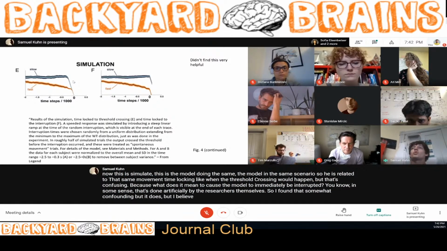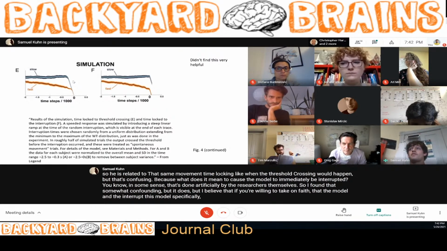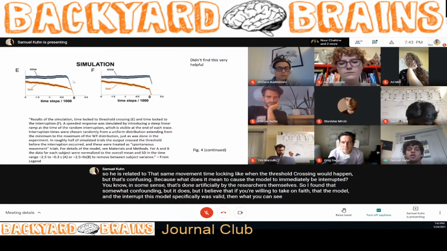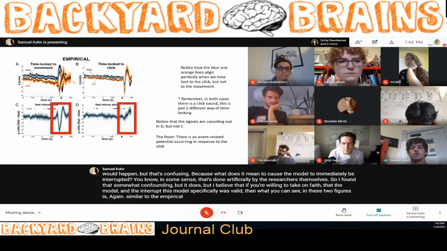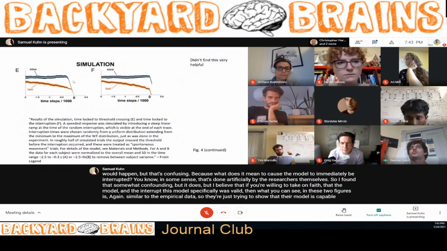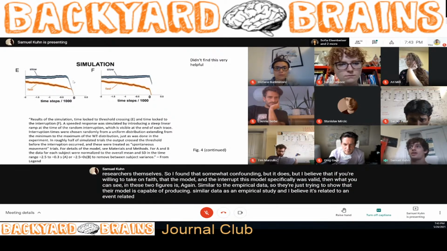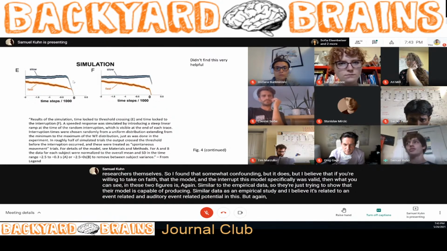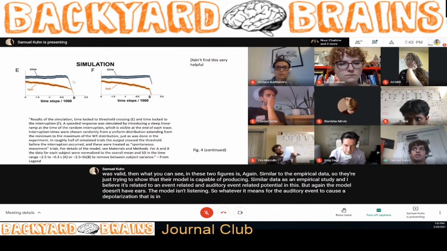But I believe that if you're willing to take on faith that the model, and the interruptus model specifically, was valid, then what you can see in these two figures is, again, similar to the empirical data. So they're just trying to show that their model is capable of producing similar data as an empirical study. And I believe it's related to an auditory event-related potential in this. But again, the model doesn't have ears. The model isn't listening. So whatever it means for the auditory event to cause a depolarization, that is in some sense arbitrary in this case. Or if it's not, I'm not really confident in why.